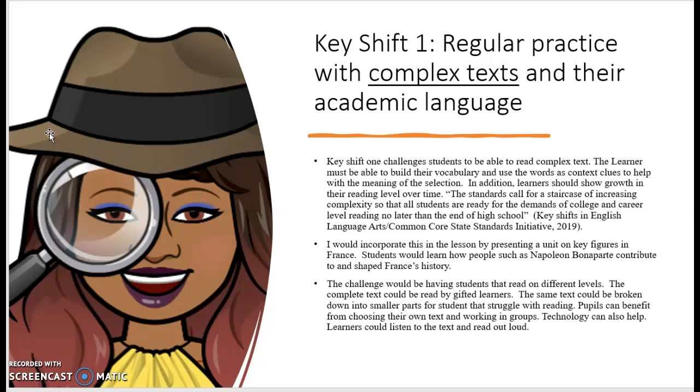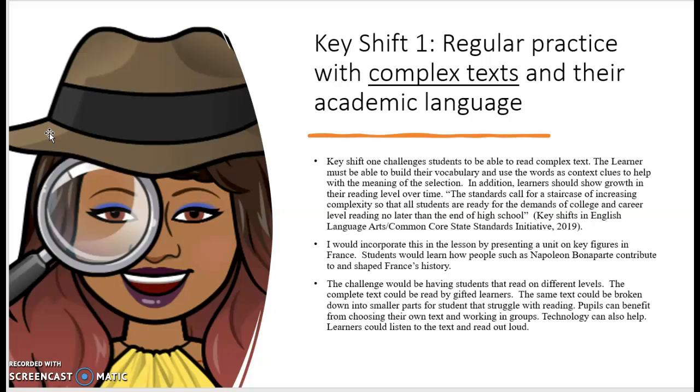The challenge will be having students that read on different levels. The complete text could be read by gifted learners. Gifted learners need minimal help. They can work on their own. They just need work to stimulate them and to foster their growth.